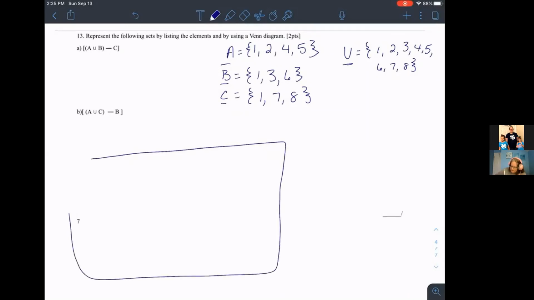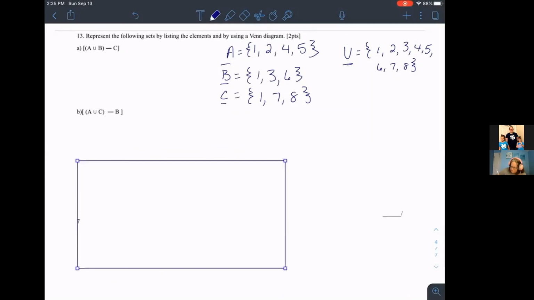To do that, you draw a box, and U is the universal set. Then we're going to have 3 circles, 1, 2, and 3. Each circle represents a set. Let's say this is set A, set B, and set C.